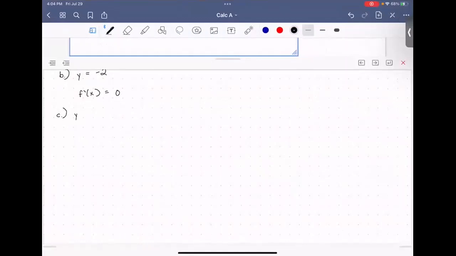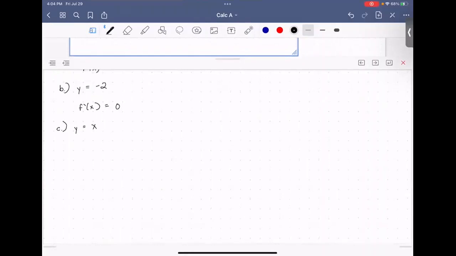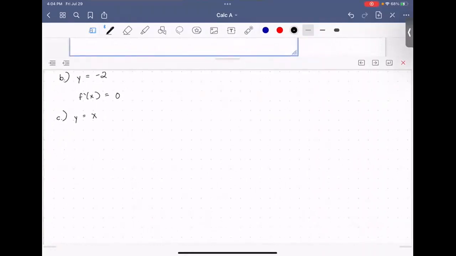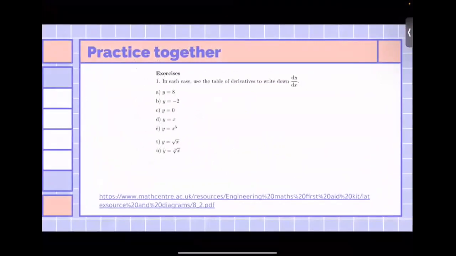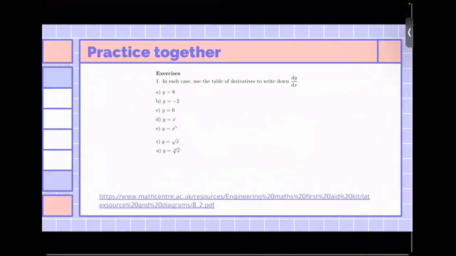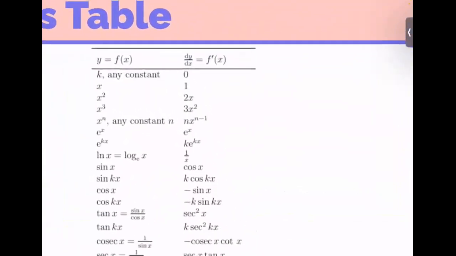So y equals x. Okay. So we want the derivative of x. Let's go to our table and take a look. So x is not a constant, it is a variable. And look at that. The derivative of x is going to be 1.